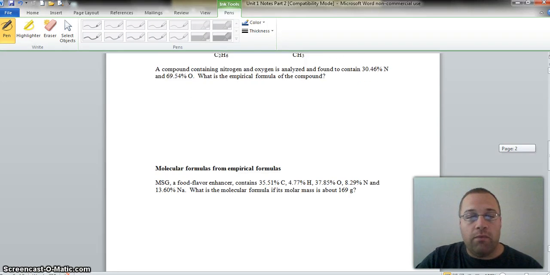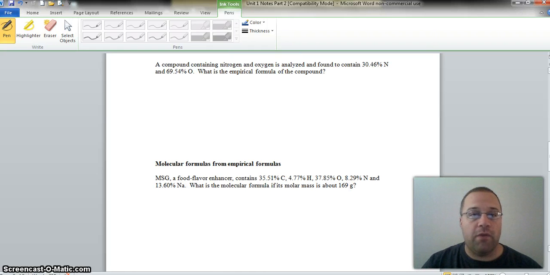So we're going to go through 2 examples here. One, we're going to solve for the empirical formula, so just that lowest whole number ratio. The other one, we're going to actually go one step further and solve for a molecular formula.